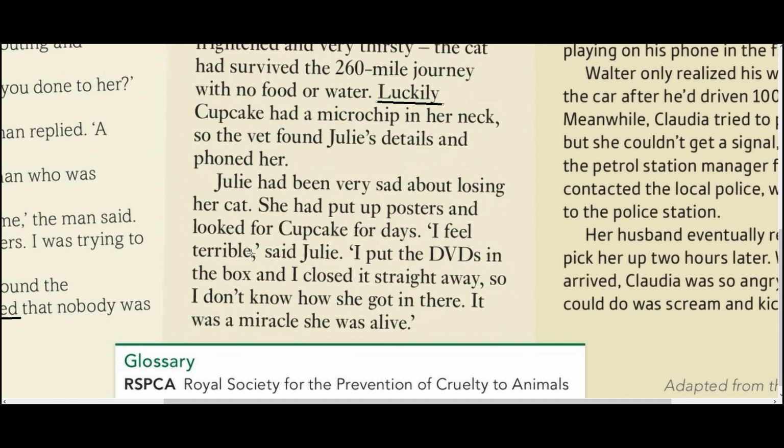«Я чувствовала себя ужасно», — сказала Джули. «Я, получается, положила DVD в коробку и закрыла эту коробку straight away», это имеется в виду сразу, без промедления, то есть положила и закрыла. Поэтому я не знаю, как она, то есть та кошка, проникла туда. Это было чудо, то, что она выжила. Miracle — это другое слово, это чудо. Так, со второй историей все.